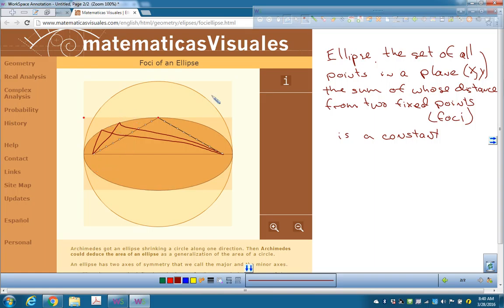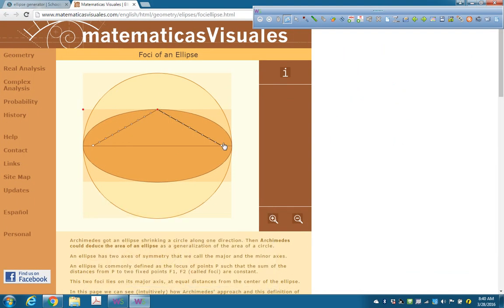And so let me see if I could get something a little more dynamic. If I move this thing around, see that? The sum of those two segments is always going to be a constant number, even way over here at the sides. So the sum of those things is always going to be a constant, okay?